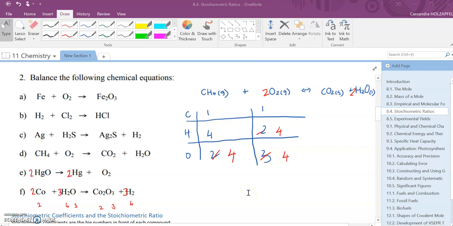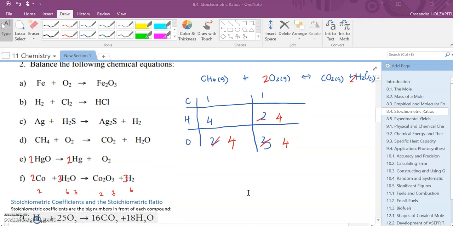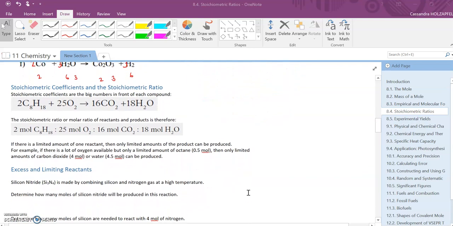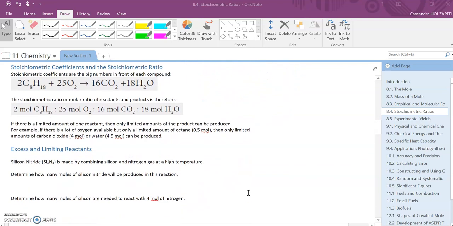Hey guys, we just finished off our lesson on balancing chemical equations using stoichiometry. What a great word. So now we're going to start to talk about stoichiometric coefficients and how we're going to use those to determine excess and limiting reagents.